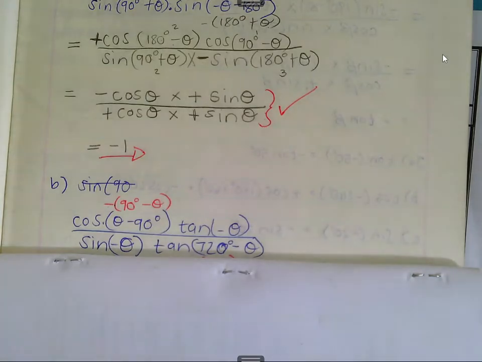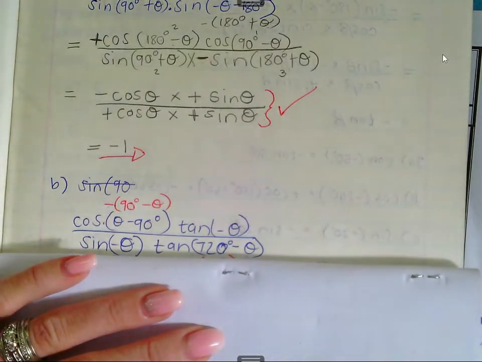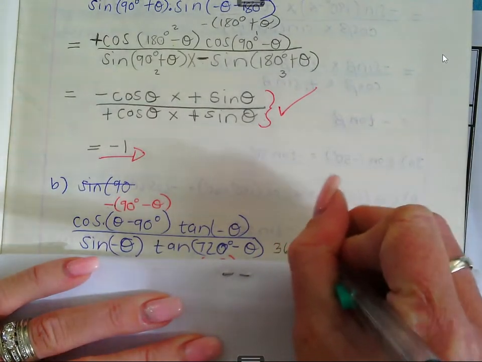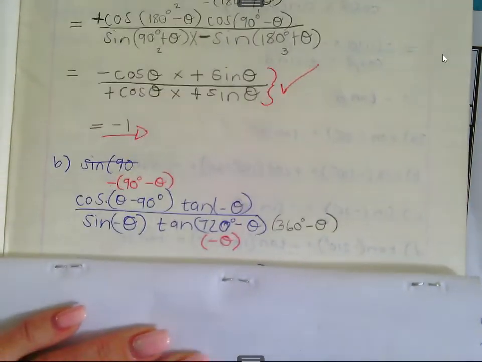Now there's two ways that you can do it. You can either subtract it once and then you have 360 degrees minus theta, or you can subtract it twice. Then you just have negative theta. Both of them will result in the same answer. Okay, it doesn't matter which one you choose.